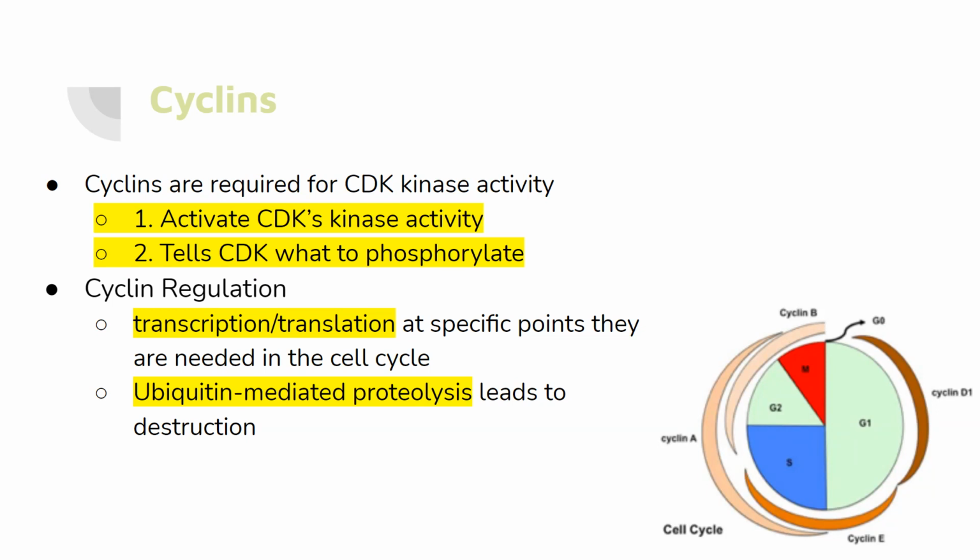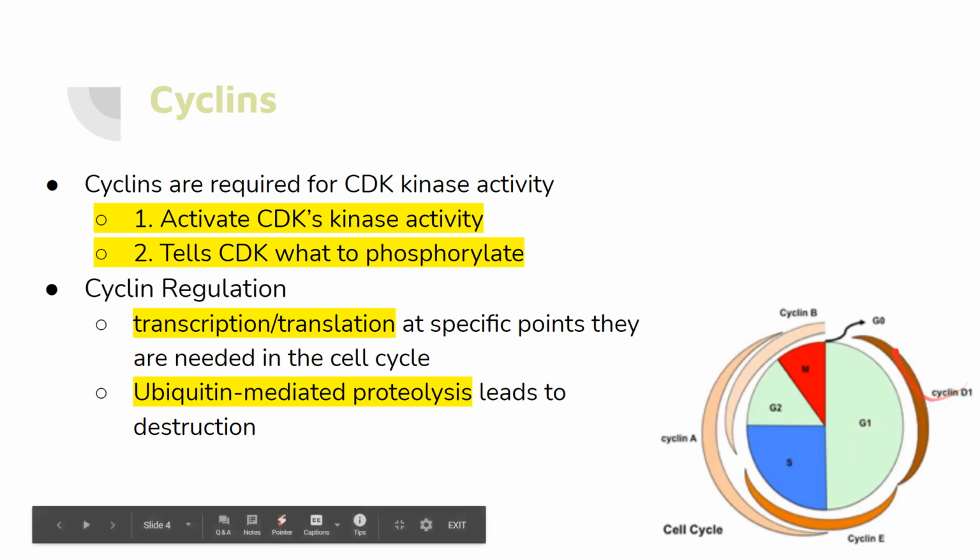And then when cyclins are not needed, they get tagged with ubiquitin, and then they're sent to the proteasome for degradation. This is ubiquitin-mediated proteolysis. And this is just to get rid of extra cyclins that aren't needed. But if you see here, you can see the different cyclins that are involved.